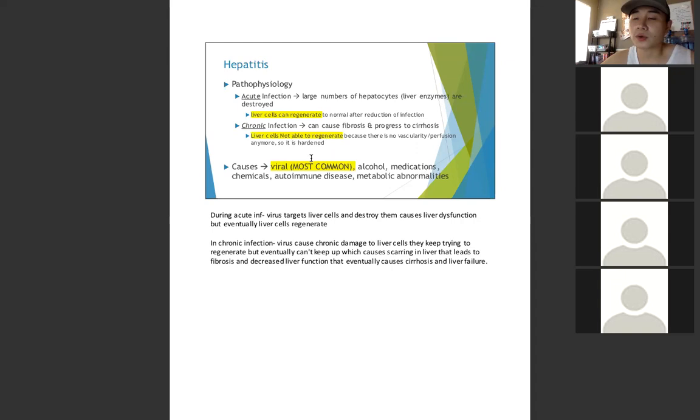Most causes of hepatitis are viral. It is the most common, but hepatitis can also be caused by alcohol, medications, chemicals, autoimmune disease, and metabolic abnormality. But viral is the most common.